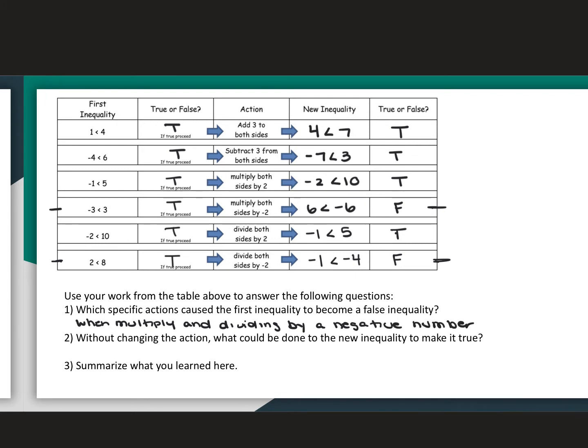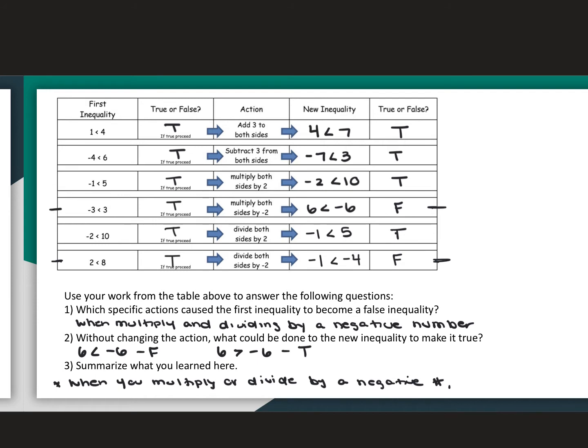All right. Without changing the action, what could be done to make the inequality true? So looking at 6 is less than negative 6, we know that that's a false statement. So what could we do to make it true? We could easily just flip the inequality sign. Is 6 greater than negative 6? Absolutely. So to summarize the lesson here, when you multiply or divide by a negative number, flip the inequality sign.